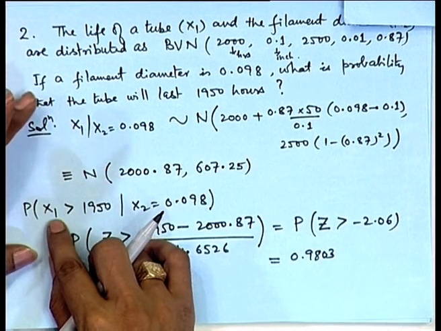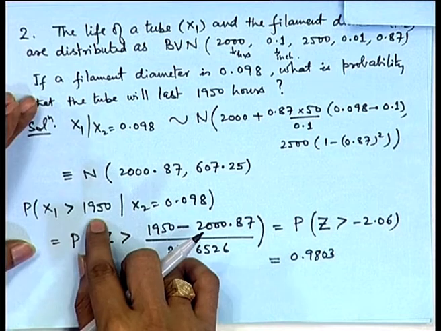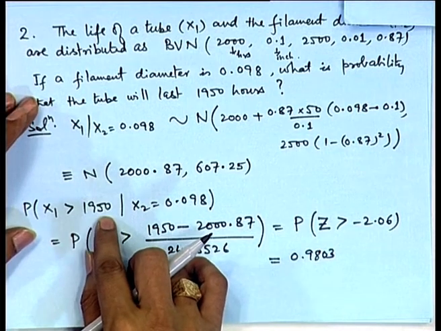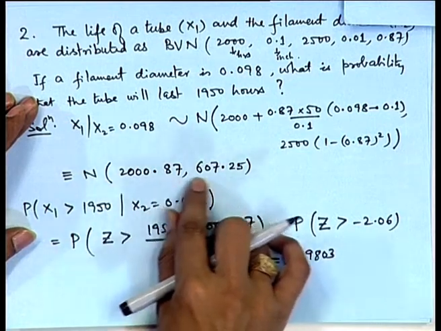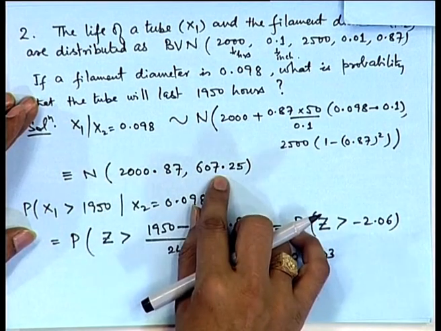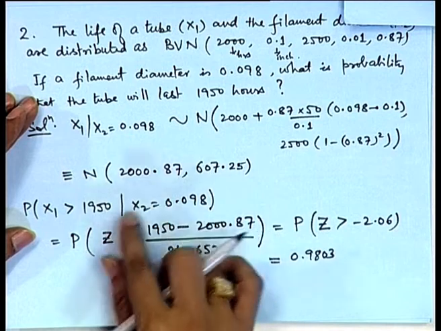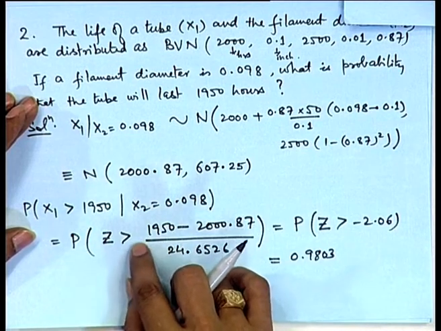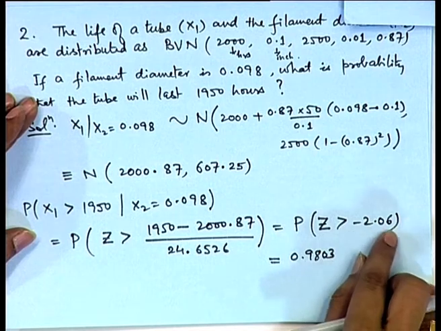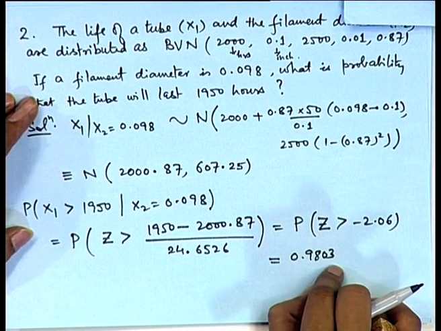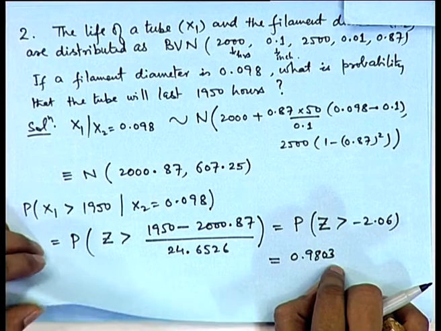So the conditional probability of x1 greater than 1950 given that x2 is equal to 0.098 can be calculated using this univariate normal distribution. After transformation to standard normal we get the probability of z greater than minus 2.06, which is evaluated as 0.9803.